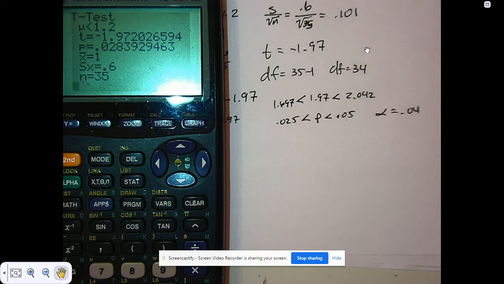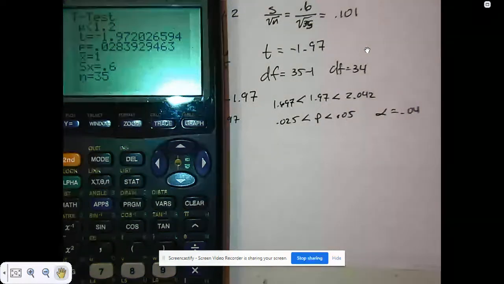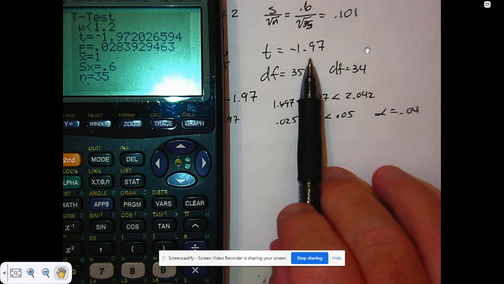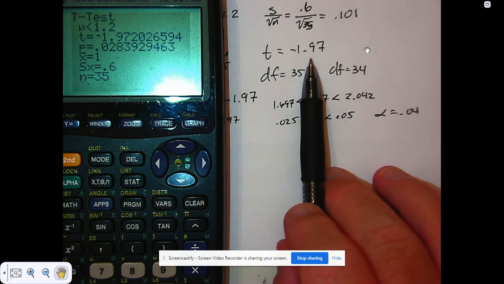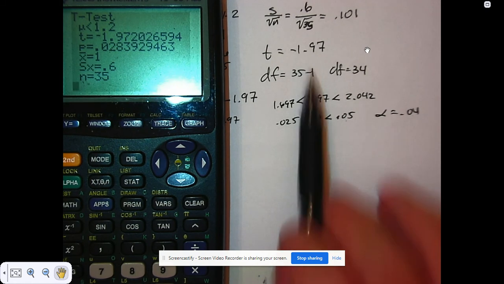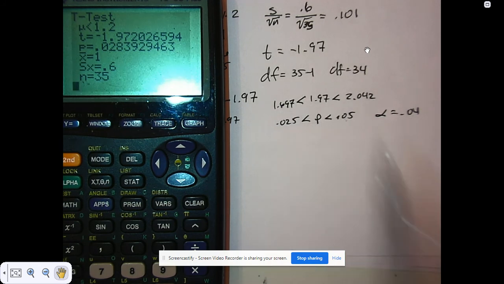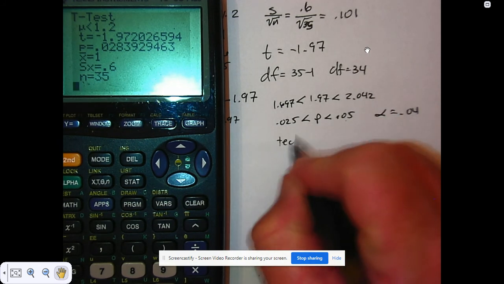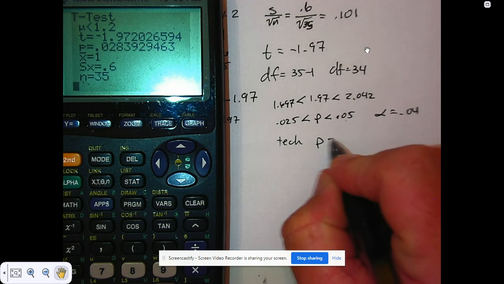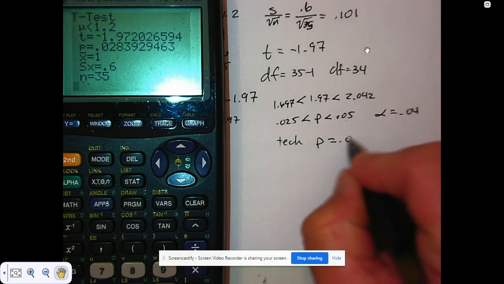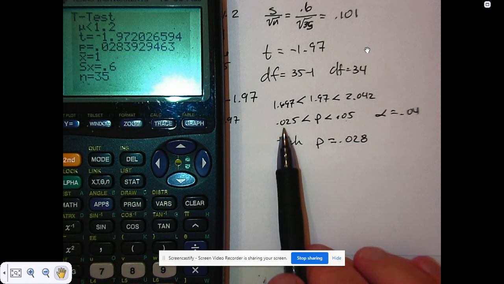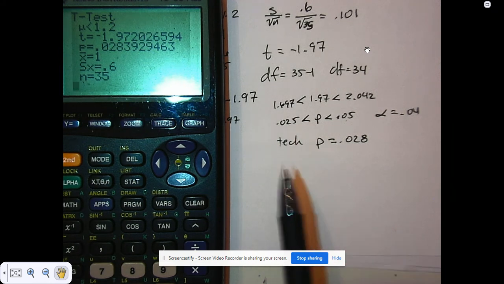So my t-value is negative 1.97. Cool. That's kind of what I got by hand. And my p-value, cool, it shows me the p-value of 0.028. So now, by technology, I've got p equaling 0.028. It was just barely more than the 0.025 that I had.